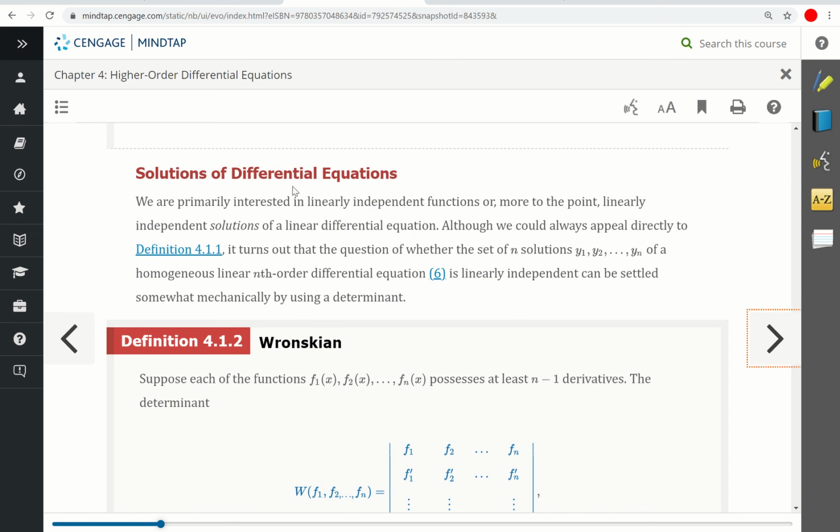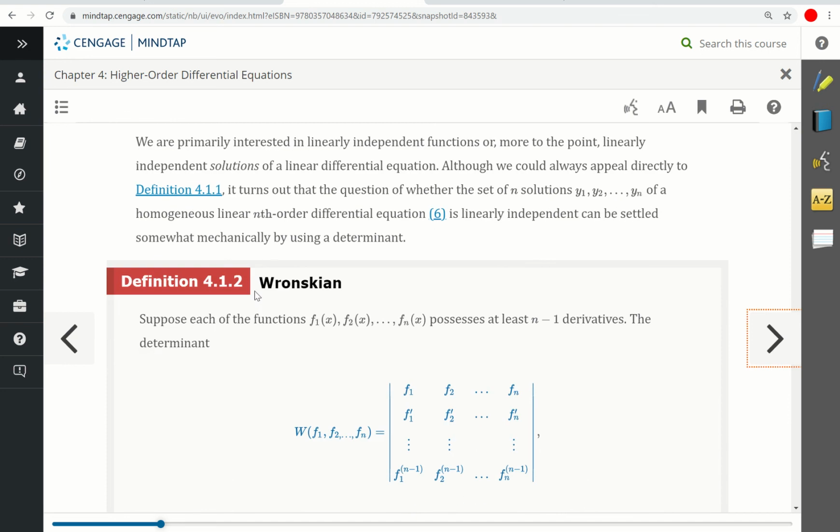The next thing we're going to come to is that we're going to look at solutions to our differential equations. And we are primarily interested in linearly independent functions or linearly independent solutions of differential equations. Although we could always apply Definition 4.11 directly, it turns out that the question of whether the set of n solutions, y1, y2 through yn, of a homogeneous nth order linear differential equation is linearly independent can be settled by using a particular type of determinant.